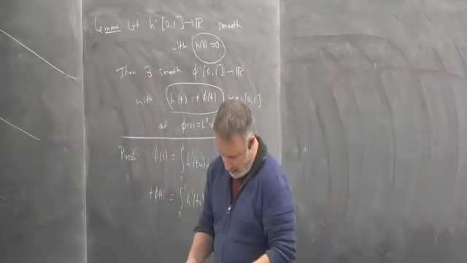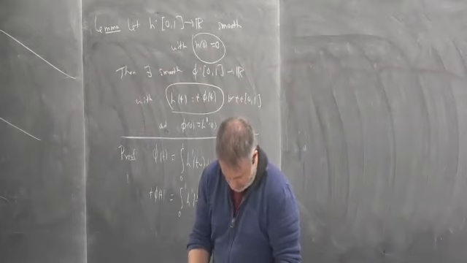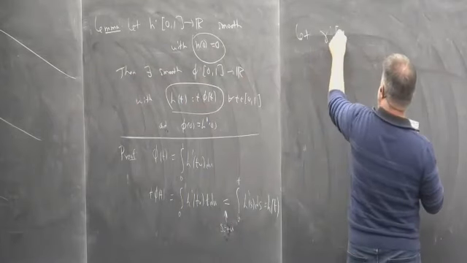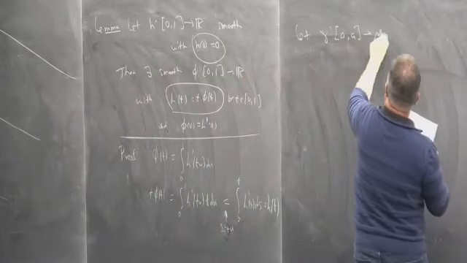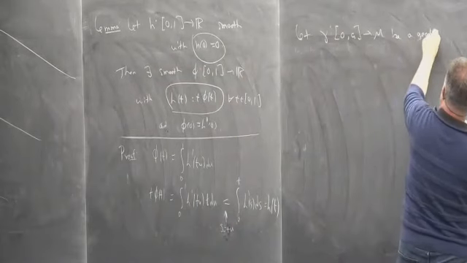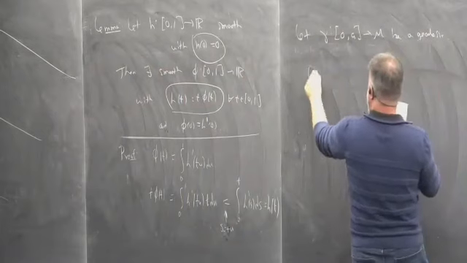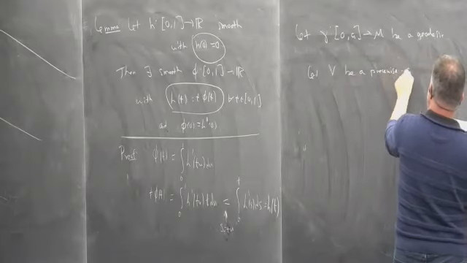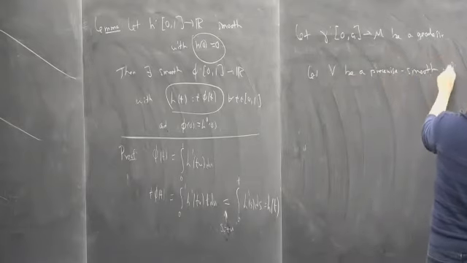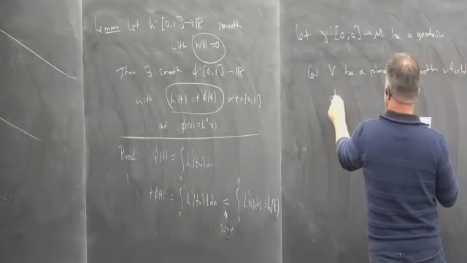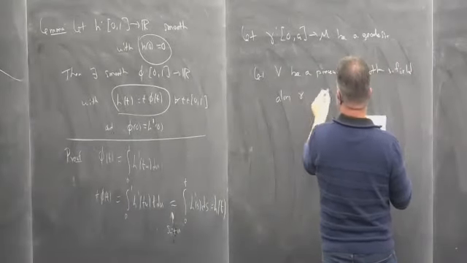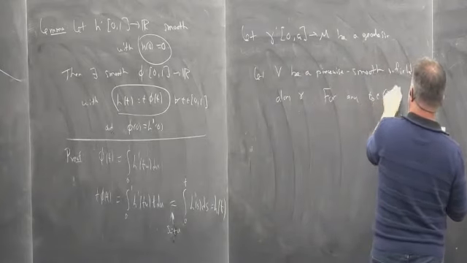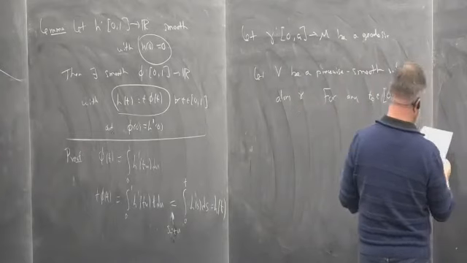Now, let's recall what the index form is. So let gamma be a geodesic. We're working on one Riemannian manifold. Let V be a piecewise smooth vector field along gamma. And then for any T naught in (0, A], in fact, I can put 0 as well, it's not important.